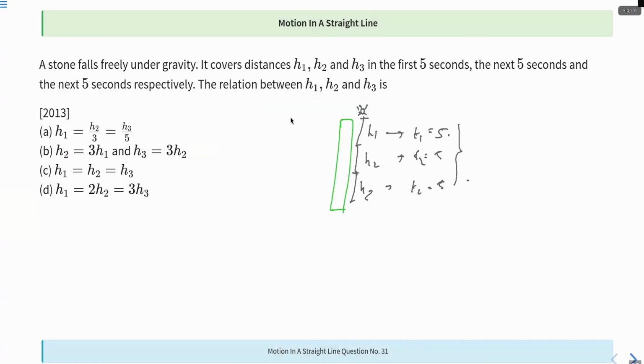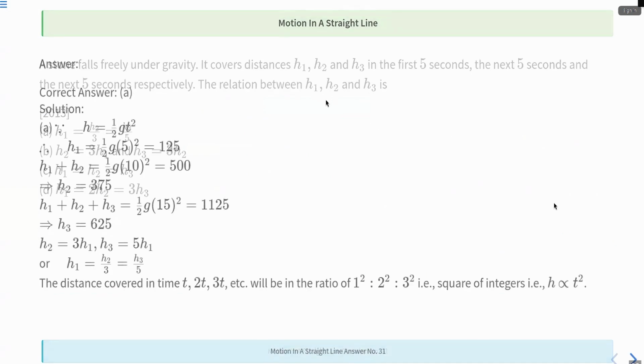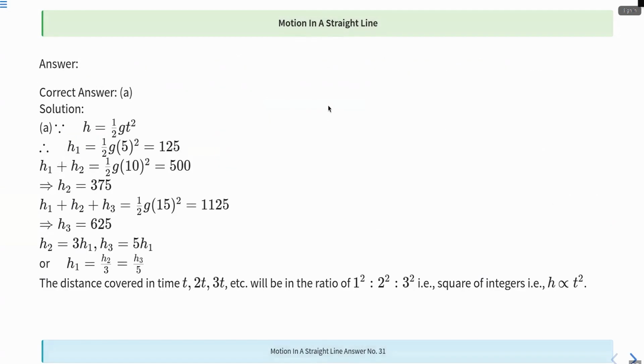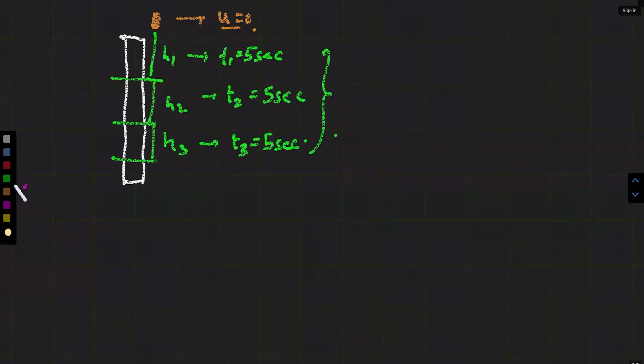The question is asking about the relation between h1, h2, and h3. So we have h equals half g t square, right?